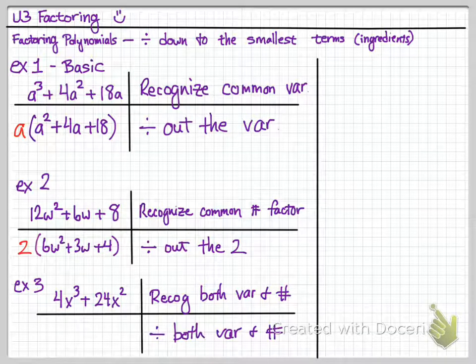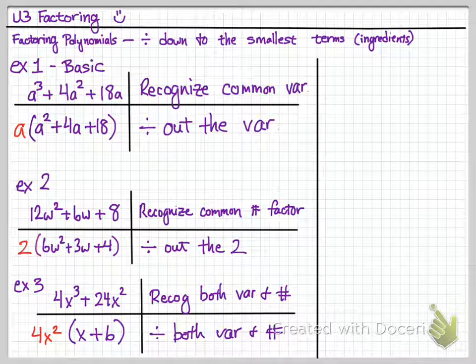So you divide both the variable and the number out. So 4x squared gets divided out. And if you divide out 4x squared from 4x to the third power, you're left with just an x. If you take 24x squared, divide out 4x squared, you're left with a 6. Oh, that looks like a b. That's actually x plus 6. And those are the factors of that binomial.